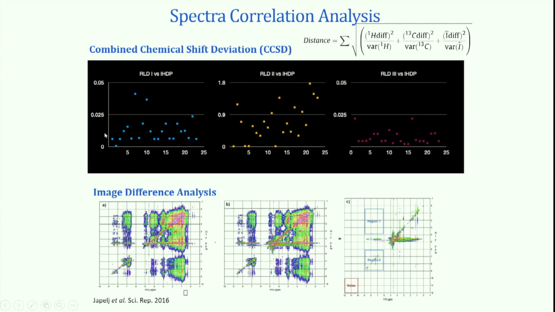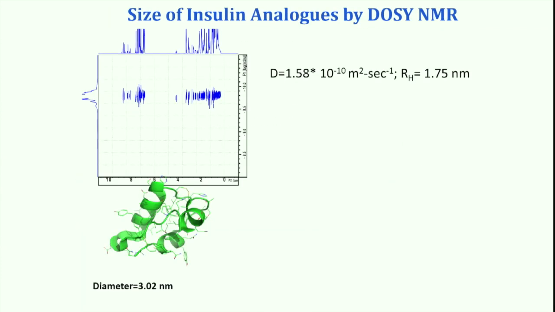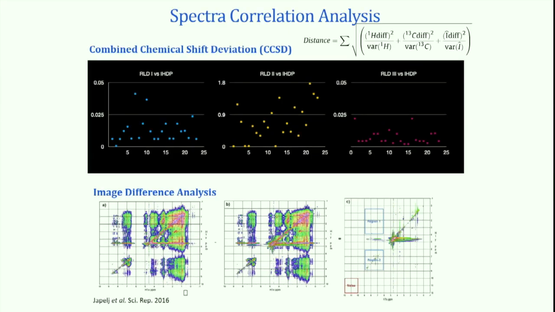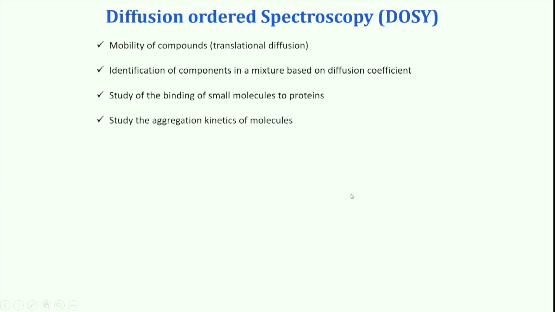Now suppose the spectrum is not that well resolved, like we had in the methyl region. If the spectrum is not very well resolved, like here or here, then you can just record a NOESY spectrum of the two products, RLD and IHDP, and take a difference between these two images, which is called image difference analysis, and you can see where the differences are coming from. So that you can also pick up. This is another method for understanding the similarity between the biosimilar and the RLD. Great. So that's all about structural information.